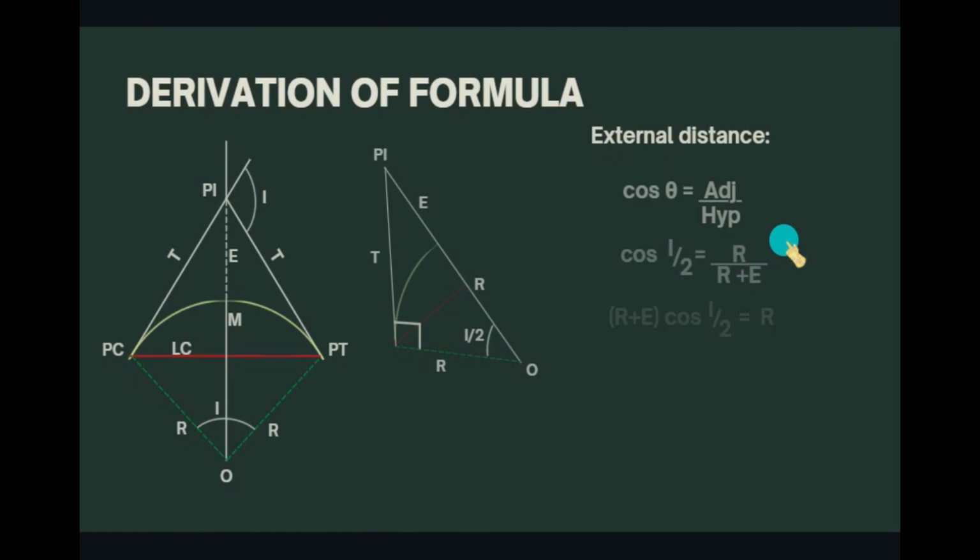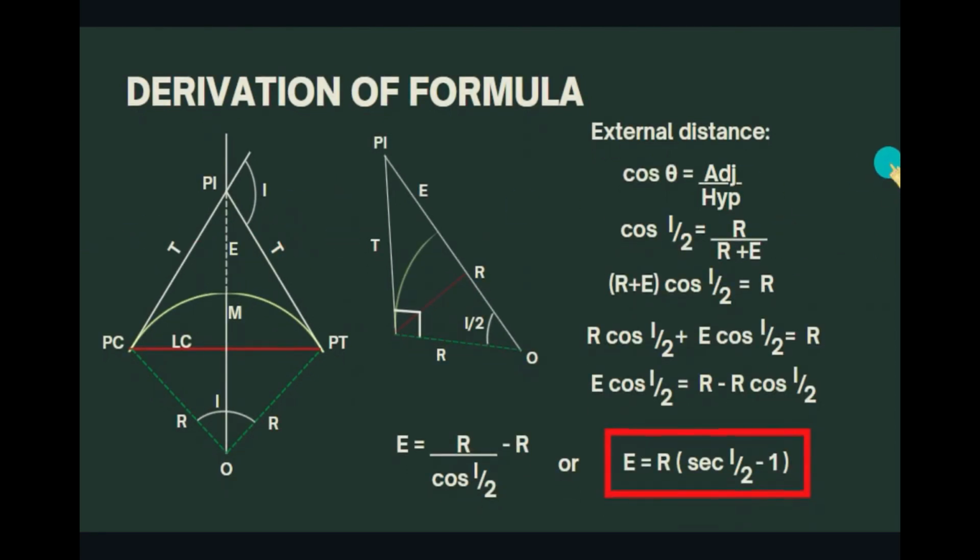With this, we can get the formula for our E, which is the external distance. We can just use the triangle from the previous example. Using the trigonometric identity of cosine, we get cosine I over 2 equal to the adjacent, which is R, over the hypotenuse, which is the radius plus the external distance, so R plus E. Then we can distribute cosine I over 2 inside the parentheses. Then we can transfer R cos I over 2 to the right in order to group common terms.